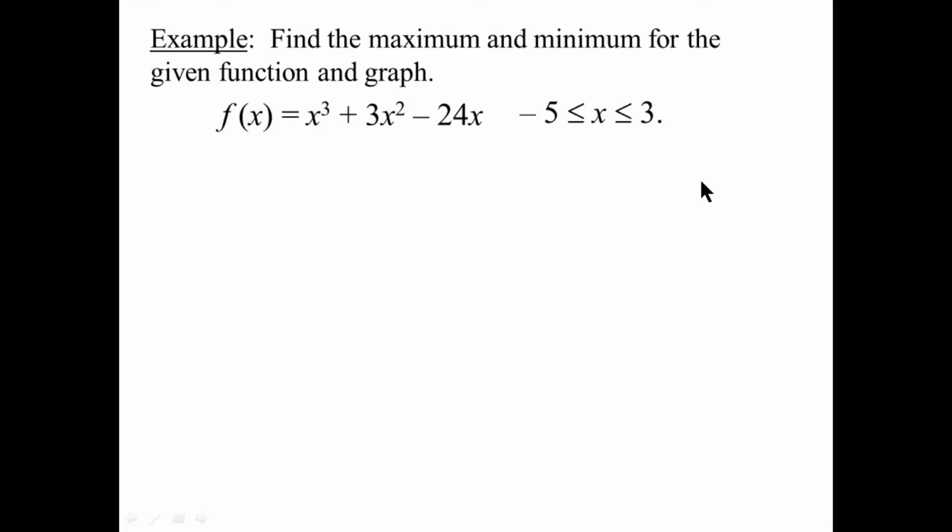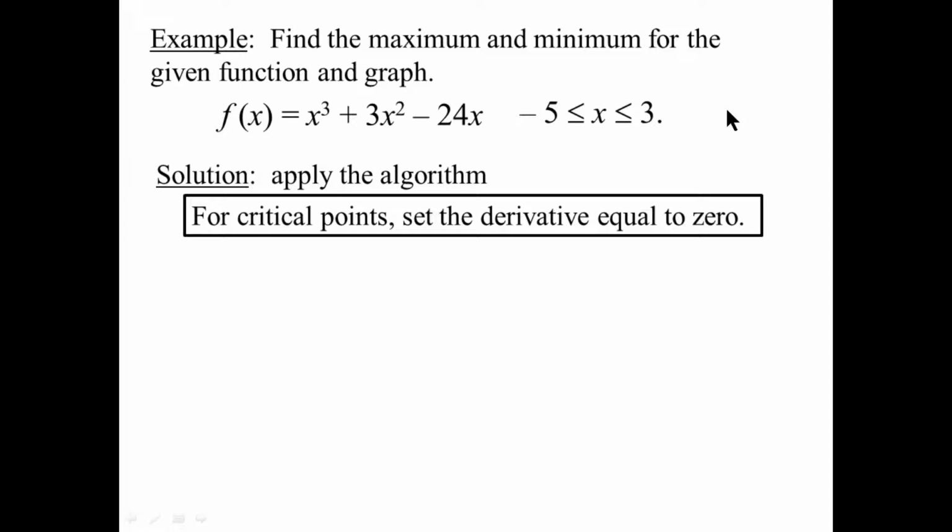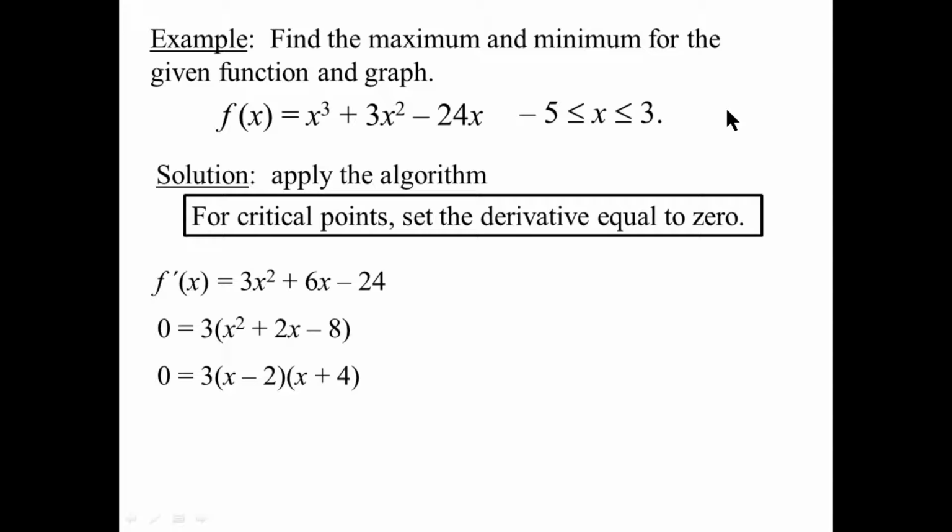Example, find the maximum and minimum for the given function and graph. It looks like a cubic, and we're going to go on the interval from -5 to 3. Solution, apply the algorithm, which means we're going to have to find the critical points. For critical points, set the derivative equal to 0. So differentiating, we get f prime of x equals 3x squared plus 6x minus 24. Set it equal to 0 and solve. We can start by factoring and continue to factor, and we have x equals 2 and x equals -4.